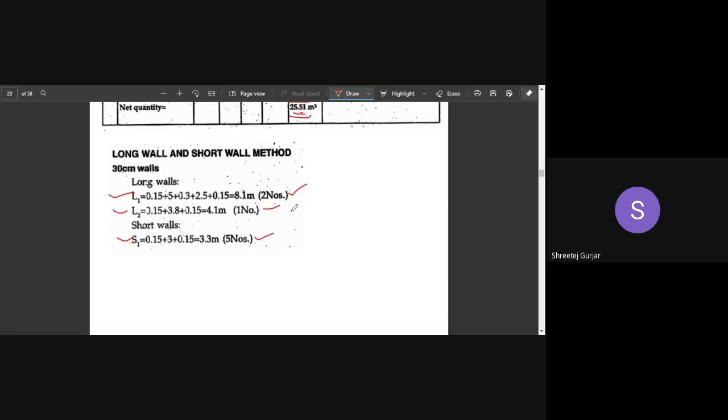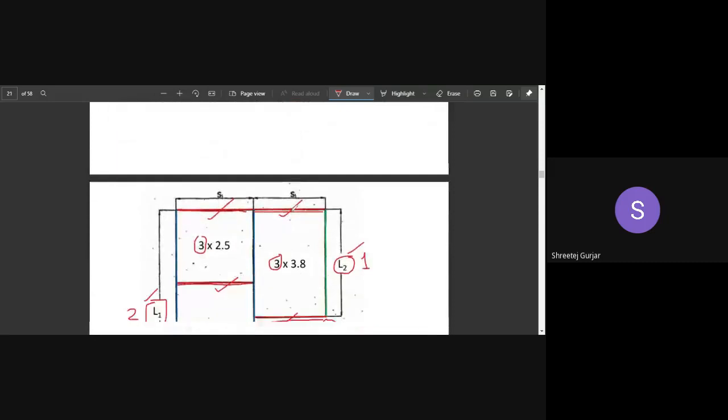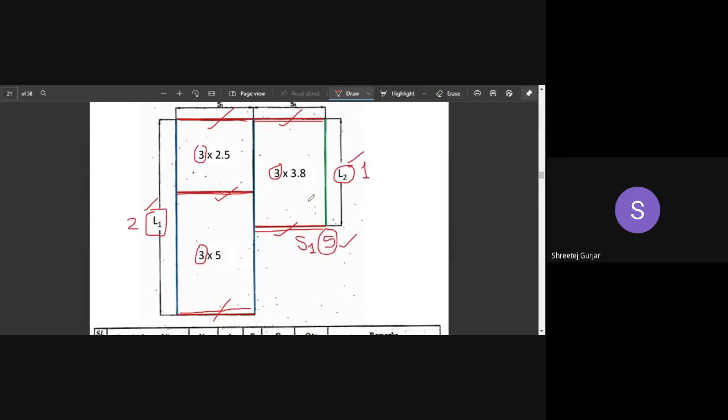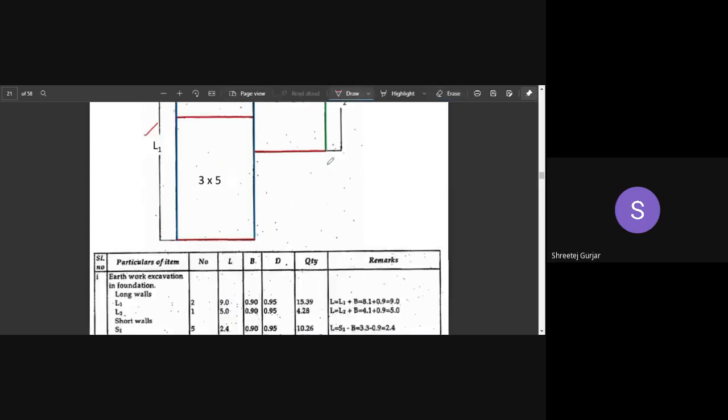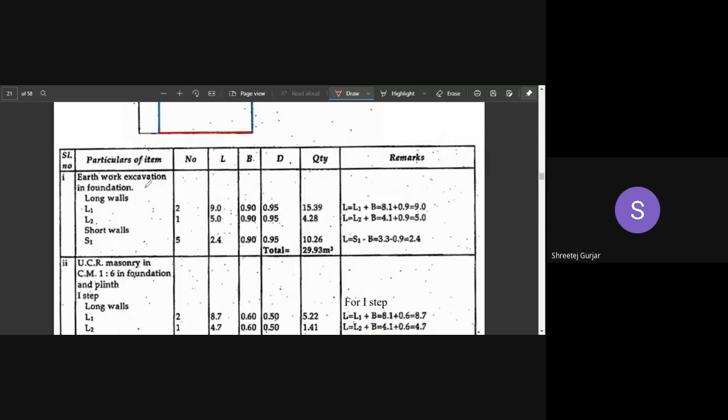So this is how you can divide your plan into various long walls and short walls. Now moving on to the tabular column and calculations. Always the first item of work is earthwork in excavation.